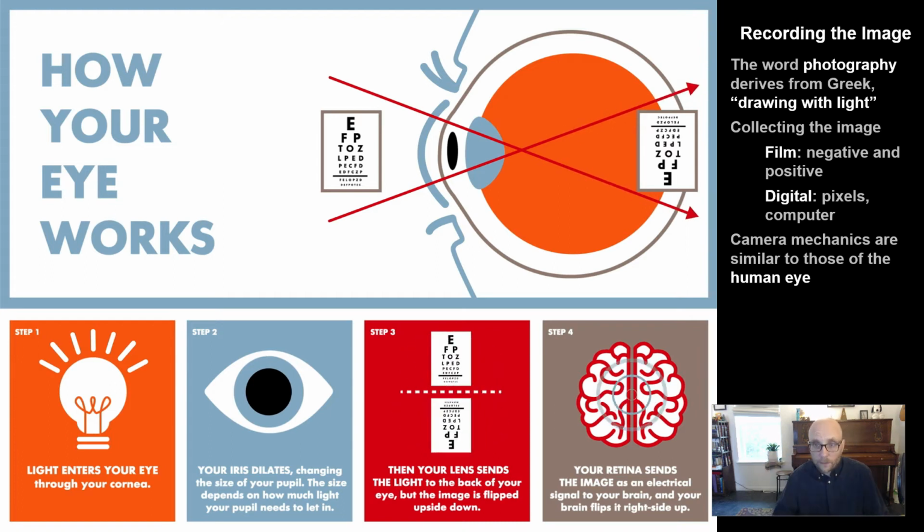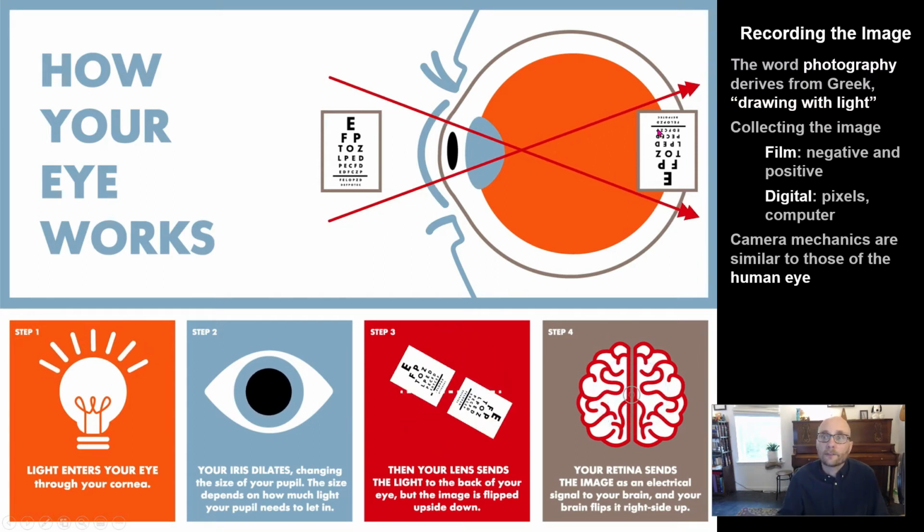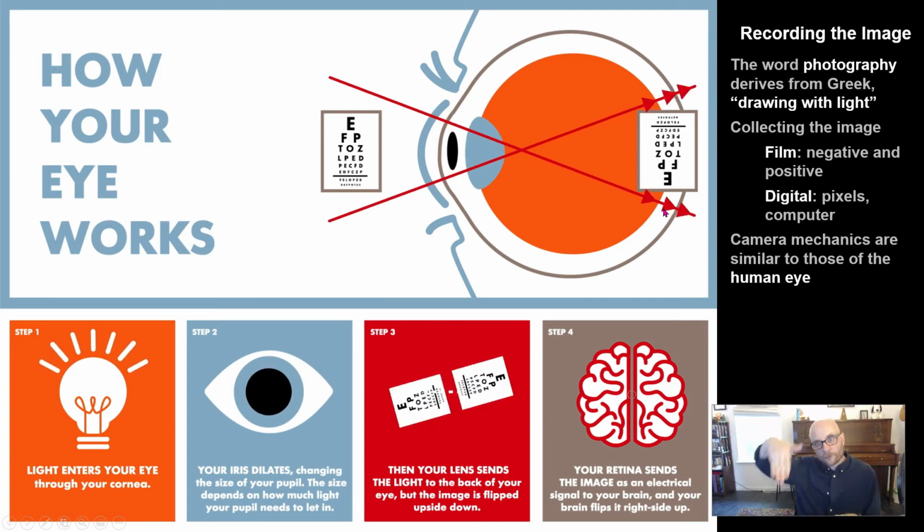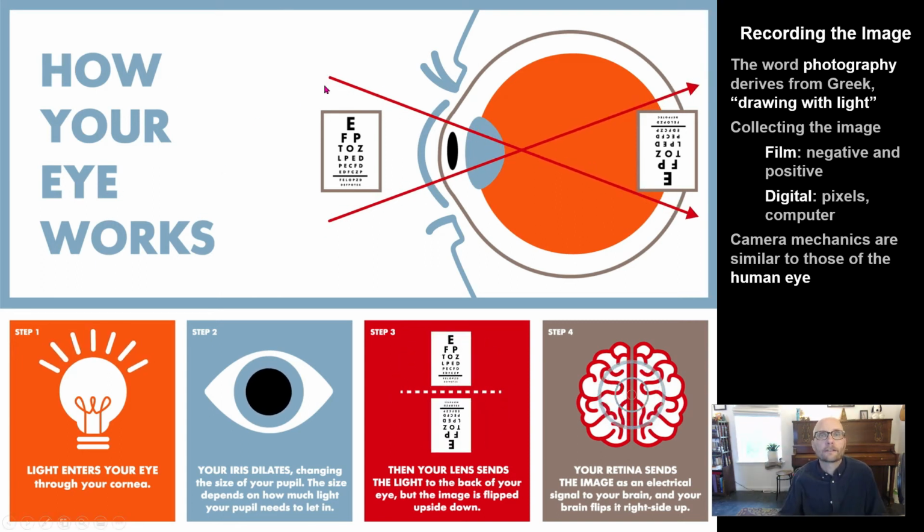So when you look at something, light enters your eye, and you know this from our chapter on color. Your iris dilates to allow different amounts of light in, and then your lens sends an image to the back of your eyeball. So whatever you're looking at will appear upside down, and that's basically because light travels in a straight line. If light is coming from the light source and bouncing off the top of an object, it will bounce in a straight line, and the image will be flipped.